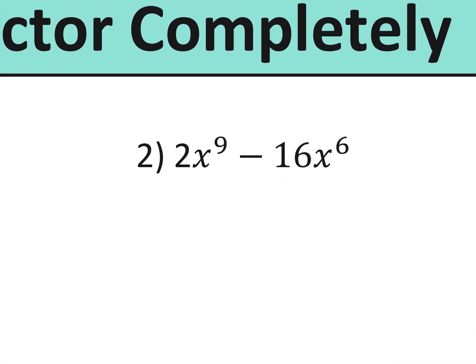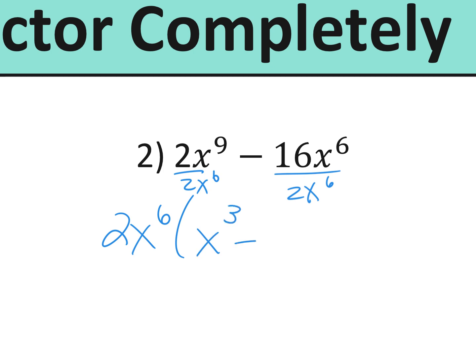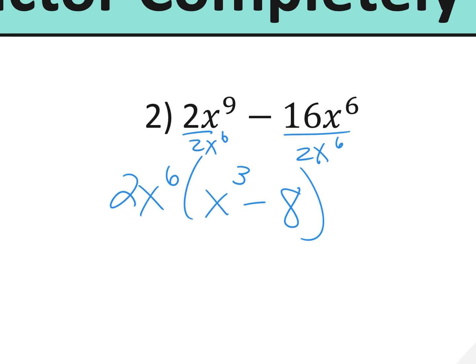All right, again, GCF. If I'm going too fast or whatever, let me know. But GCF. Anything? 2x to the 6th, agreed. So if I take out 2x to the 6th and 2x to the 6th, I'm left with x cubed minus 8. Is that the difference of perfect squares?